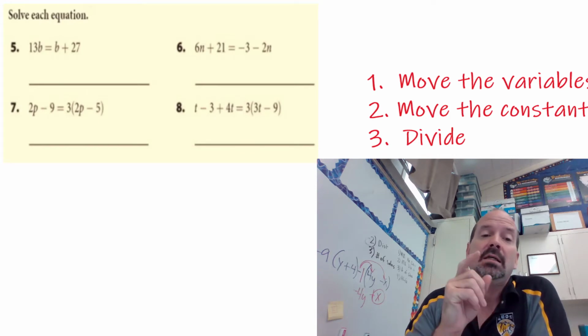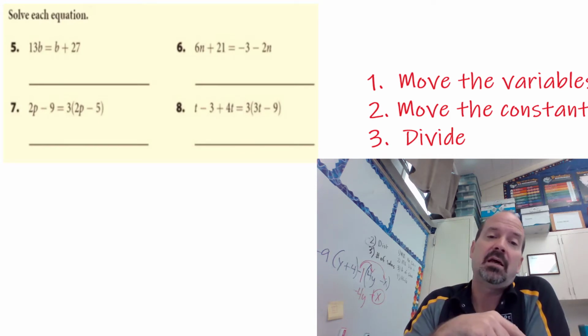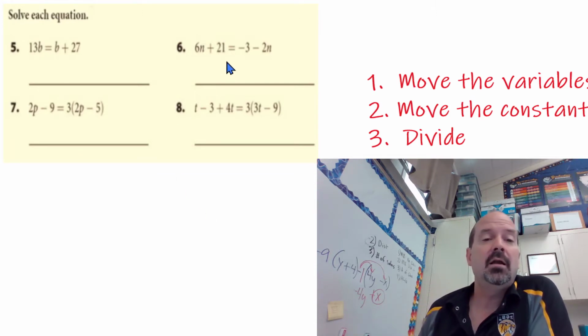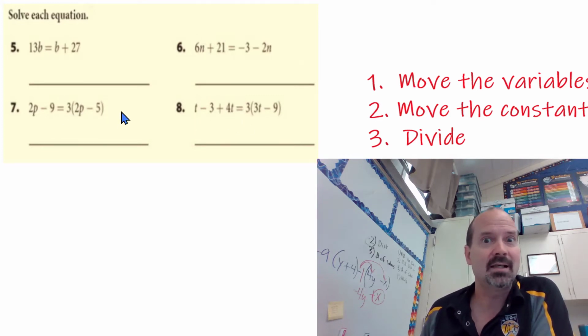The variables are on number 6, 6n on the left, negative 2n on the right. And then right here, it also has constants. It has positive 21 and negative 3. So it has those on both sides. So we'll use all our steps on this one. We're going to skip over number 7, and we're going to skip over number 8 because those have the distributive property, which is the next lesson.